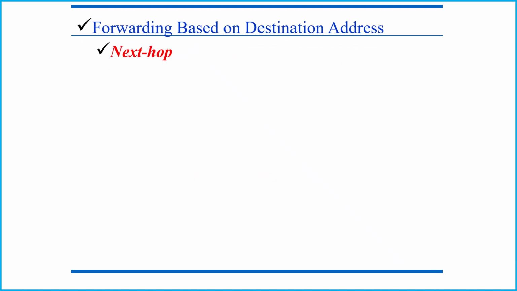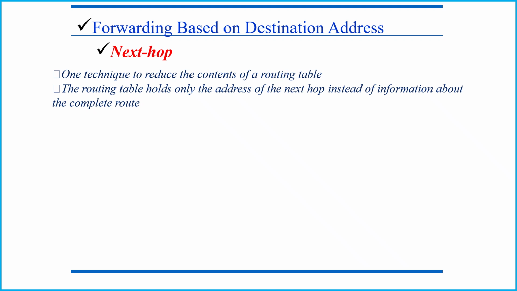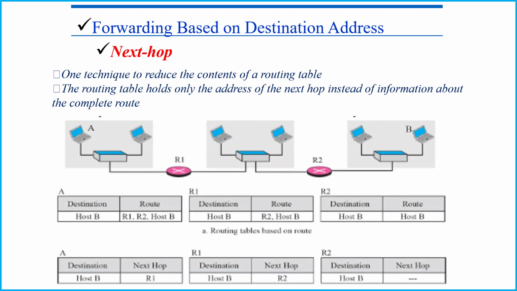Forwarding based on destination address by the next hop method is the technique to reduce the content of a routing table. The routing table holds only the address of the next hop instead of the information about the complete route. Here we can see the sender A, which has the destination address of host B, and has the route of R1, R2 and host B. That means a packet sent from the sender A will travel over R1 and R2. Finally, it reaches the destination B.